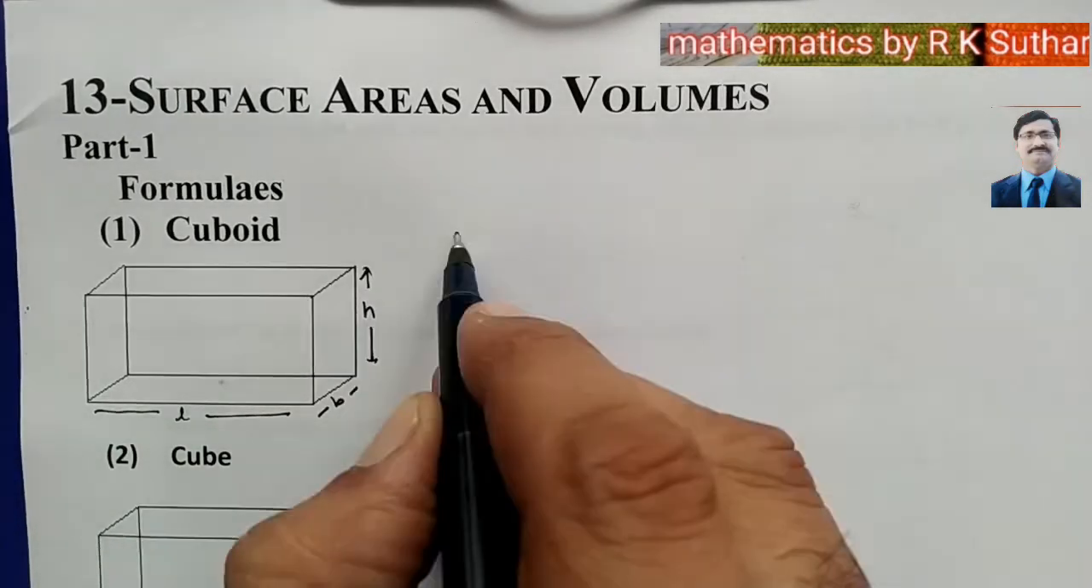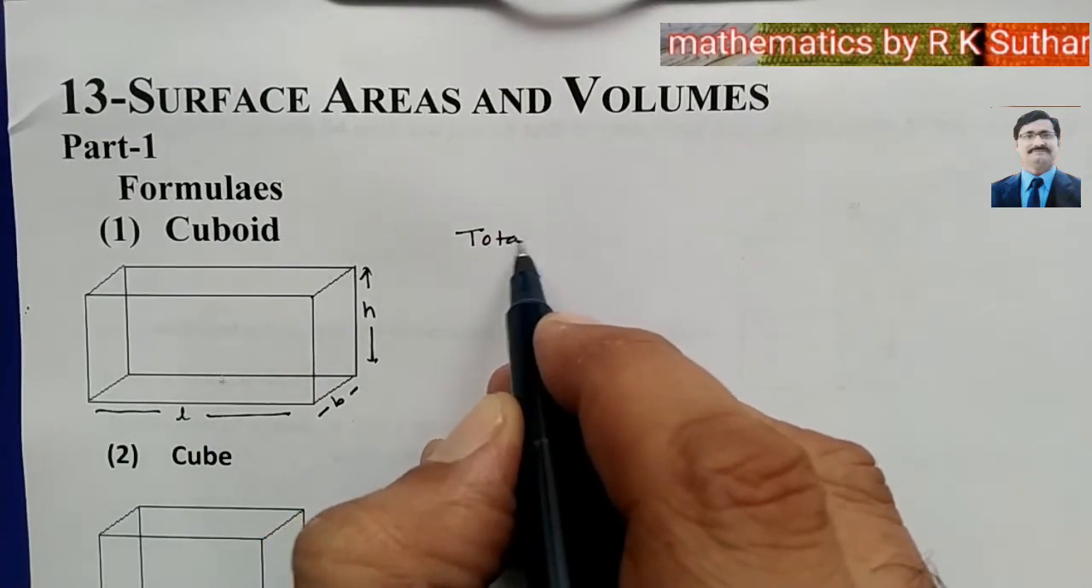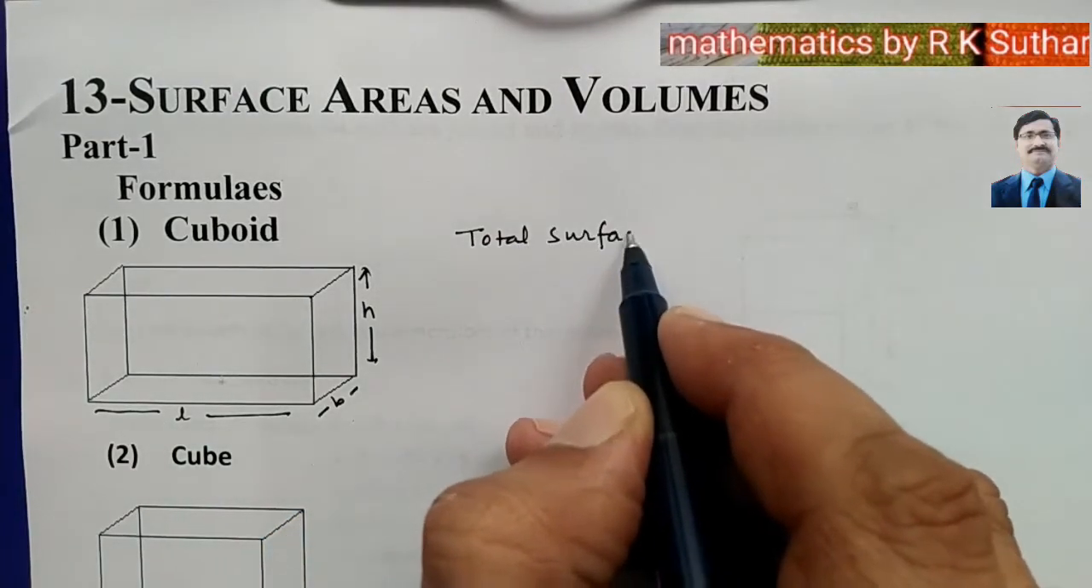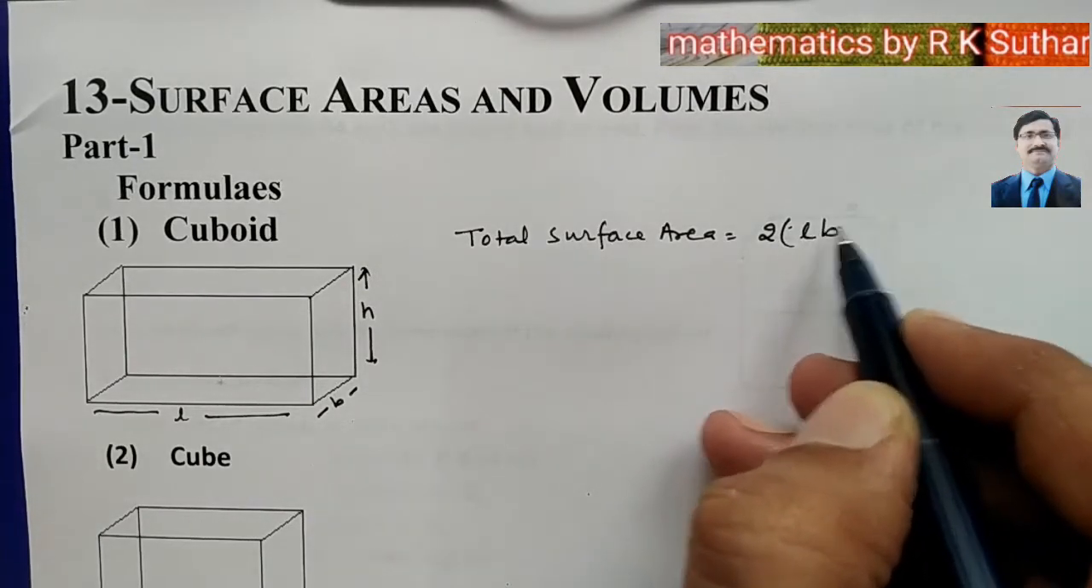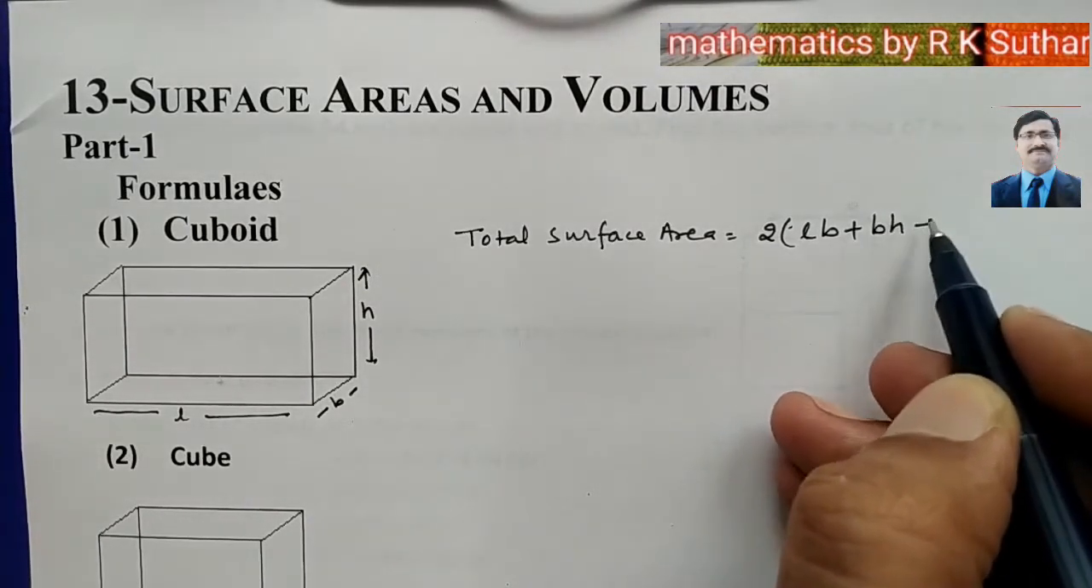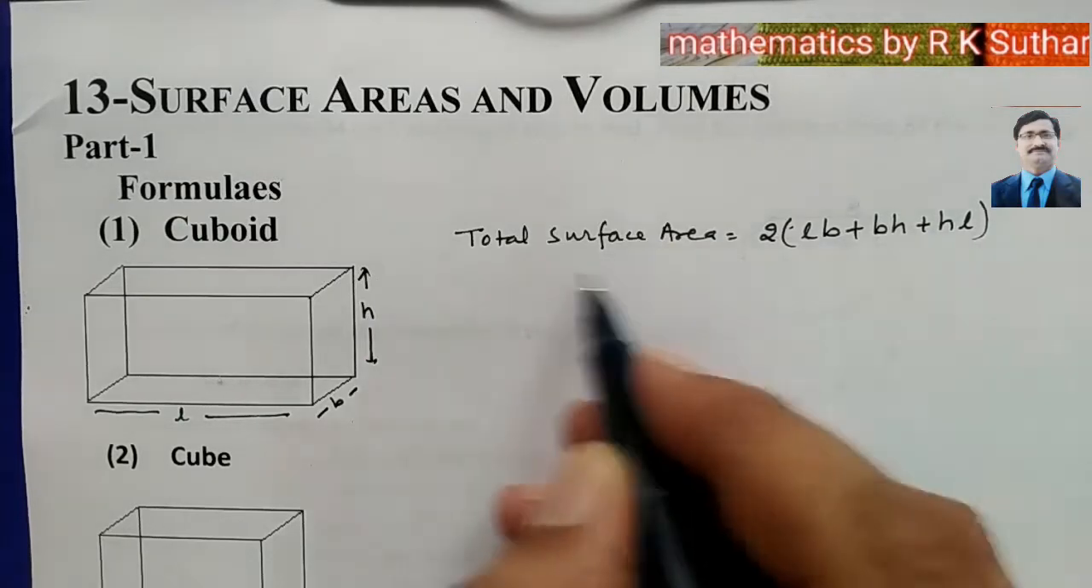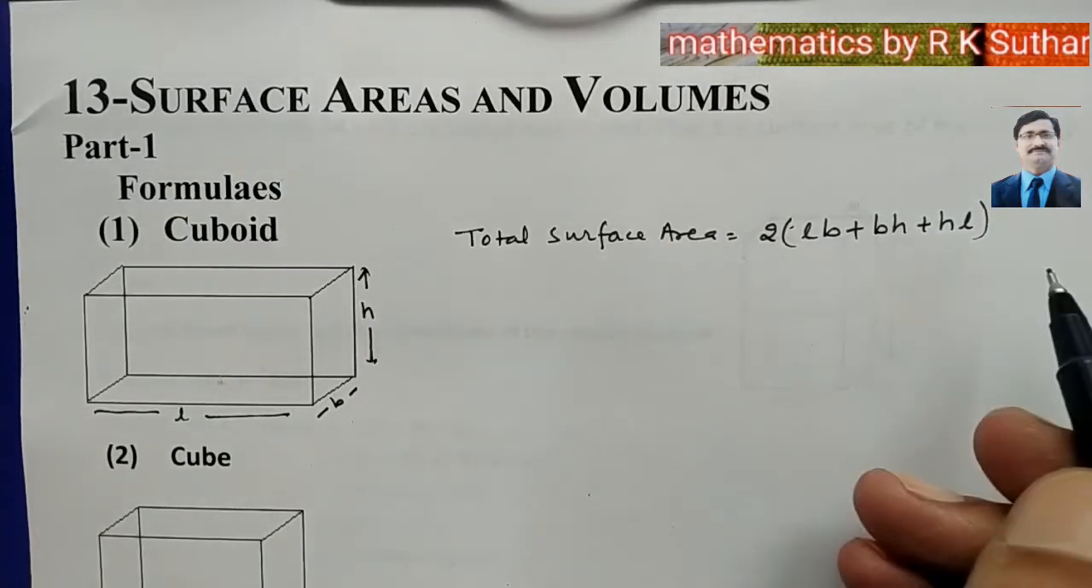Okay, total surface area. This formula is 2 into (length into breadth plus breadth into height plus height into length). This is a very important formula. You have to learn this.